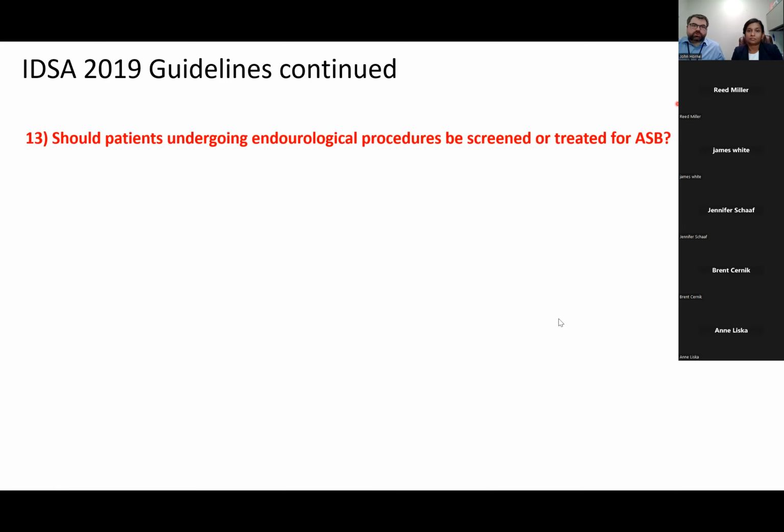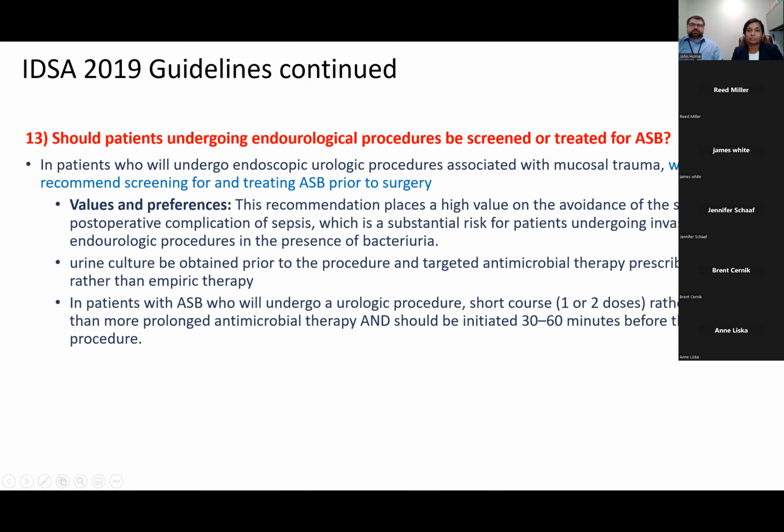So should patients undergoing a urological procedure be screened or treated for asymptomatic bacteria? They recommend screening for and treating asymptomatic bacteria prior to a urological surgery. And the reason for that isn't to sterilize the bladder, but to keep the bacteria from going into the bloodstream and getting a bloodstream infection.